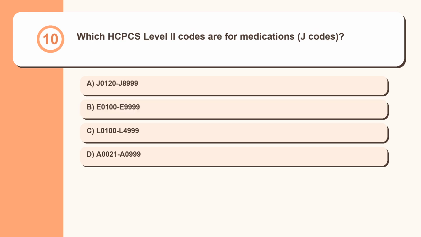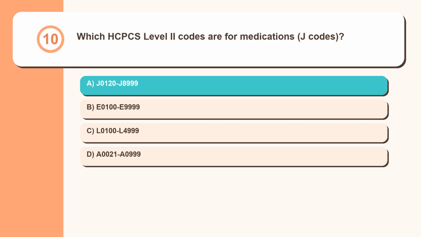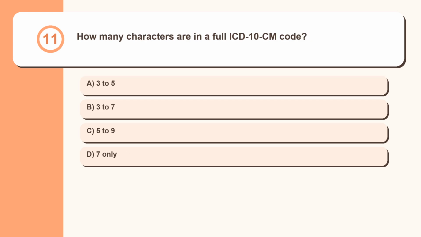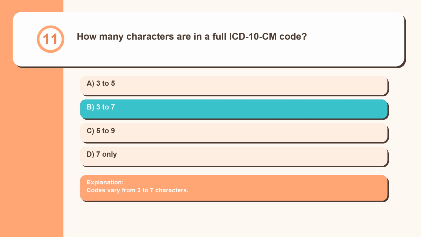Question 10. Which HCPCS Level II codes are for medications? J codes. J0120-J8999, E0100-E9999, L0100-L4999, A0021-A0999. J codes are used for drugs administered other than by the oral method. Question 11. How many characters are in a full ICD-10-CM code? 3 to 5, 3 to 7, 5 to 9, 7 only. Codes vary from 3 to 7 characters.